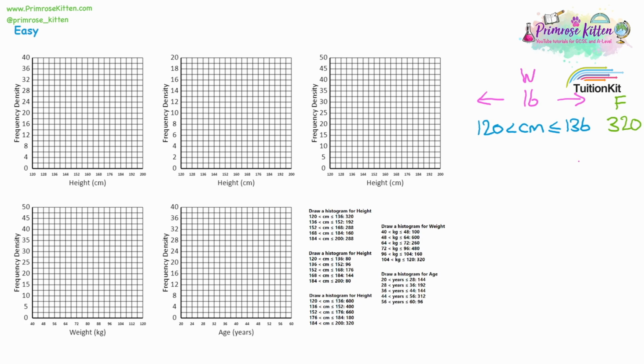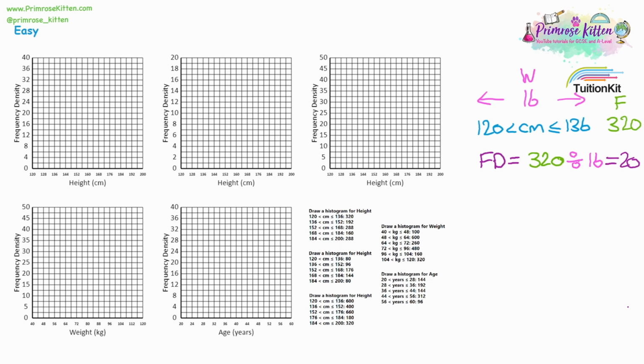So what's the frequency density? Calculate the frequency density, you might see written as FD. You take the frequency, which was 320, and you divide it by the class width, which was 16. We're going to use a calculator for this, and these will be calculator questions. So 320 divided by 16 is going to give us 20. So frequency density, the first group, is 20.